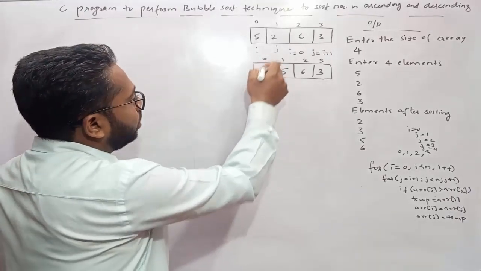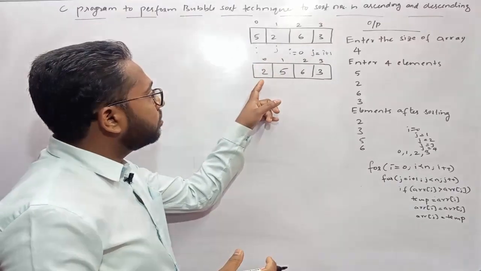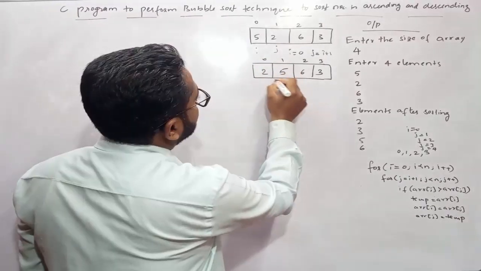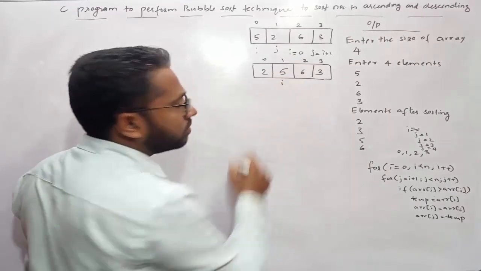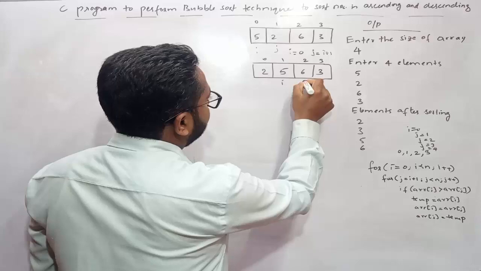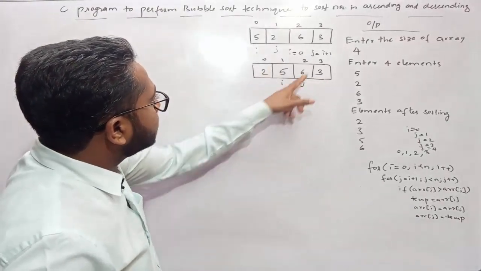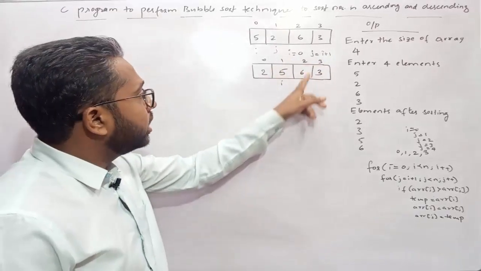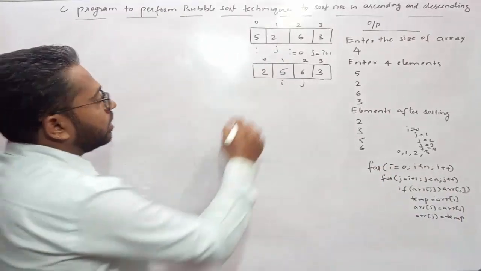Okay, so after the end of this step we will get the smallest element at the beginning of the array. Then what will happen is I gets incremented, I will come here, then j will come here. Okay, I is 1 and j is I plus 1, that means 1 plus 1, j is 2. Again this code will work.